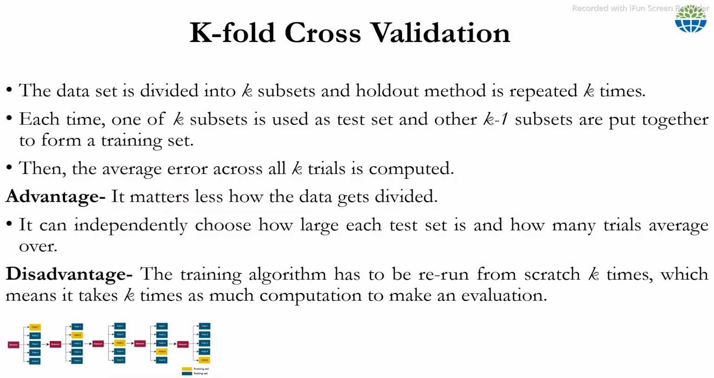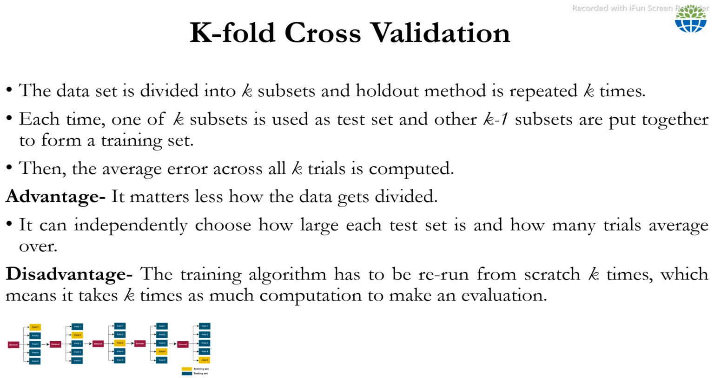The next method is k-fold cross validation. K-fold is the method where data is divided into subsets, and the holdout method is repeated k times. Each time, one of the k subsets is used as a test set. Test set means sample data, and the other k minus 1 subsets are put together to form a training set or standard data. So the average error across all k trials is computed.